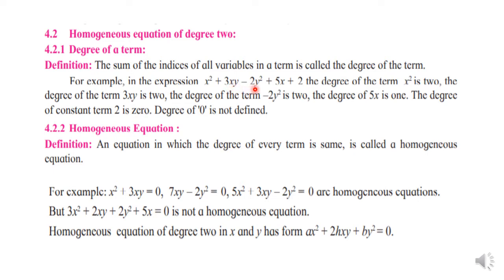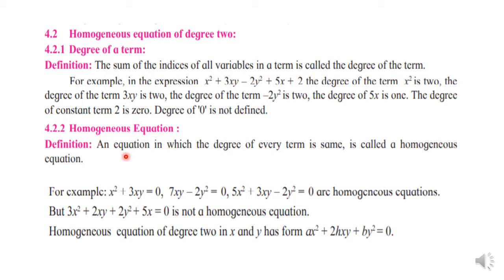Then going further, in minus 2y square, again the degree is 2 because the power of y is 2. Similarly, for 5x, the degree is 1, and for 2, that is a constant term, the degree of any constant term is 0. Only thing is, degree of 0 is not defined. So this is somewhat a revision of what we have learned in our lower classes.